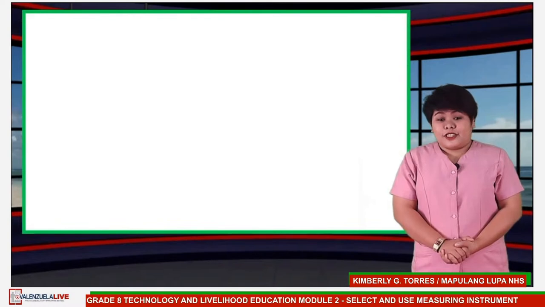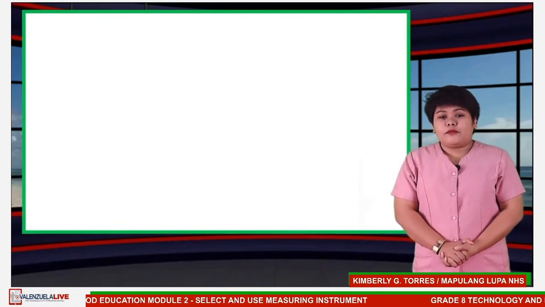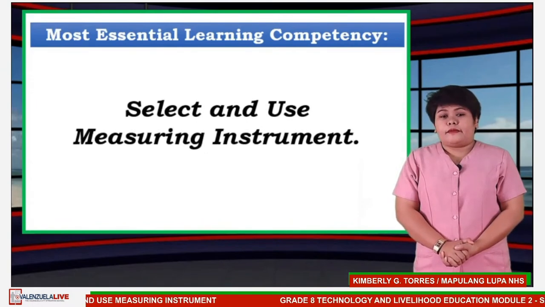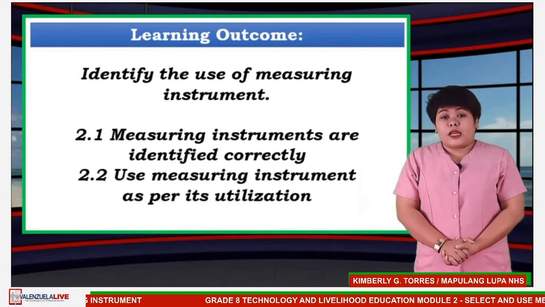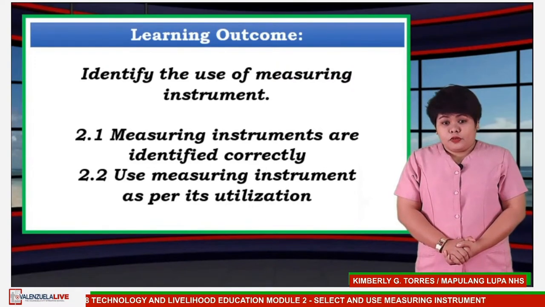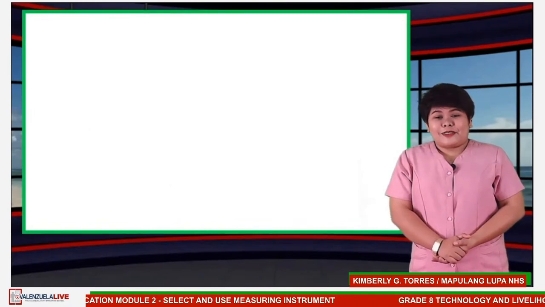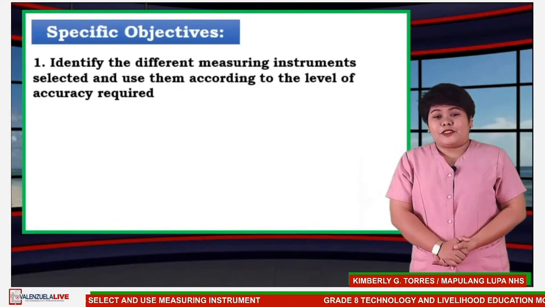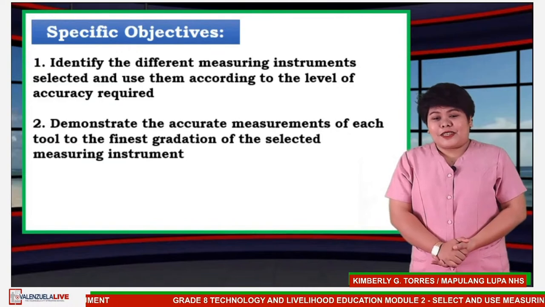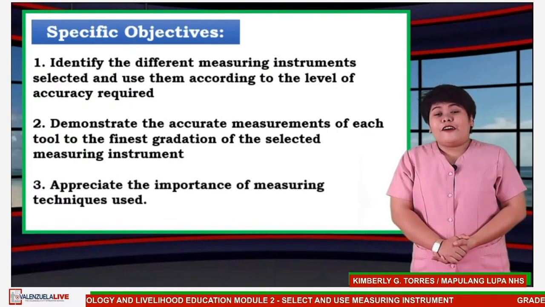Thank you, learners! Today, you're going to learn how to prepare drafting tools, materials, and drawing instruments. And we will focus on this most essential learning competency. Select and use measuring instrument. Learning outcome: identify the use of measuring instrument. 2.1, measuring instruments are identified correctly. 2.2, use measuring instruments as to its utilization. The learners are expected to identify the different measuring instruments selected and use them according to the level of accuracy required. Number two, demonstrate the accurate measurements of each tool to the finest gradation of the selected measuring instrument. Number three, appreciate the importance of measuring techniques used.